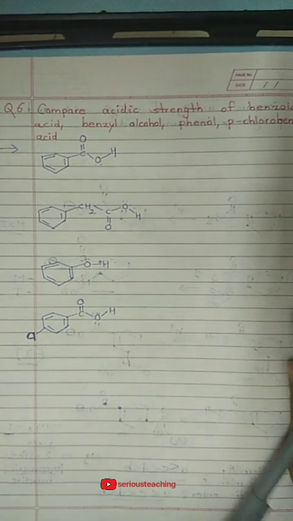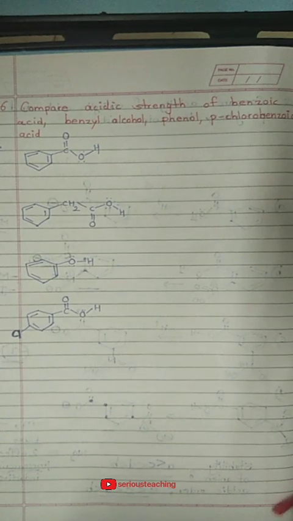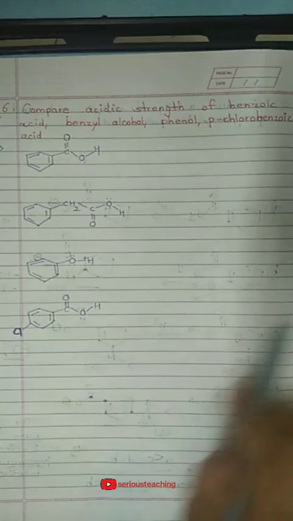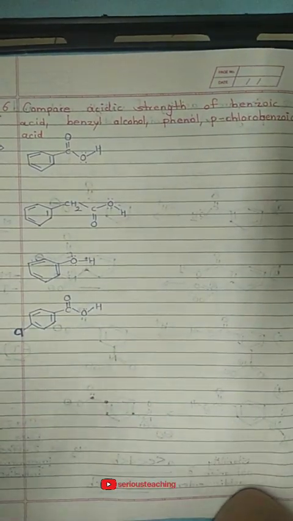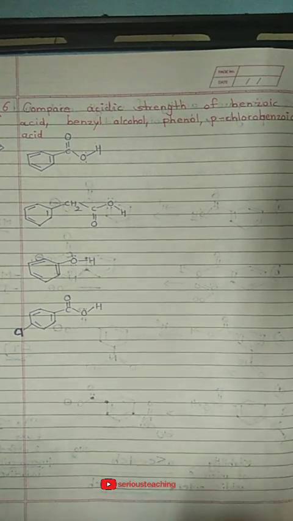Next, our next question is, see, in this question we have to compare the acidic strengths of benzoic acid, benzyl alcohol, phenol, and parachlorobenzoic acid. The previous questions we have seen were a little tricky, and these questions are simply very easy.